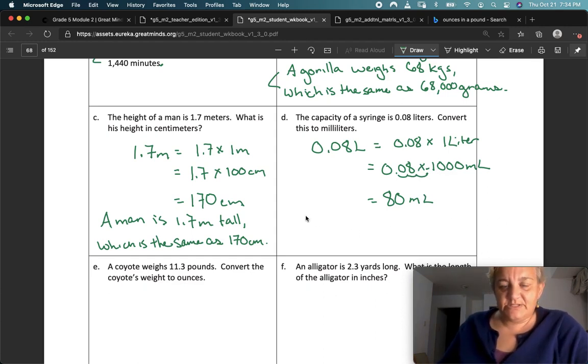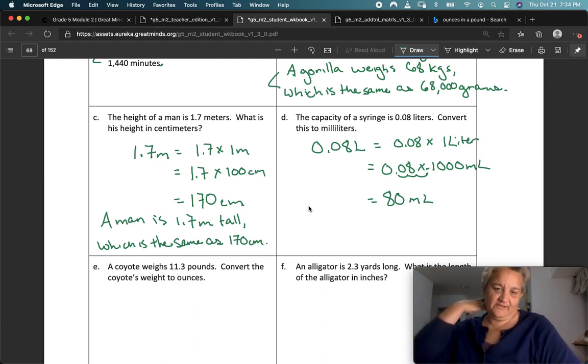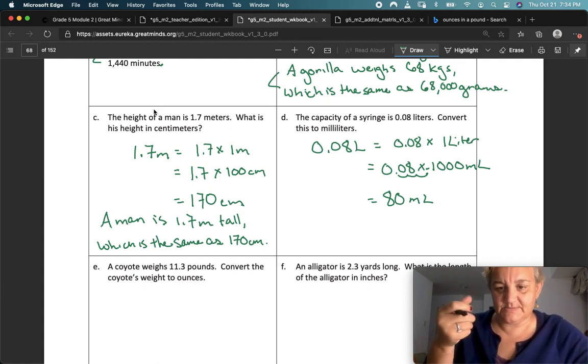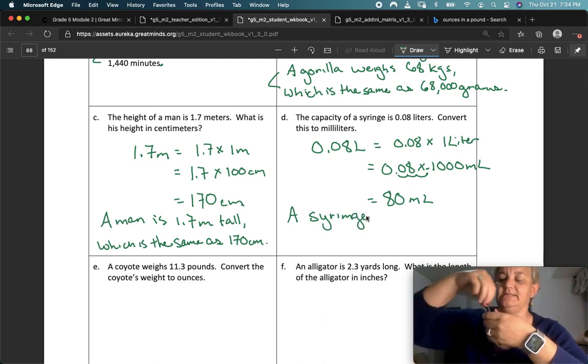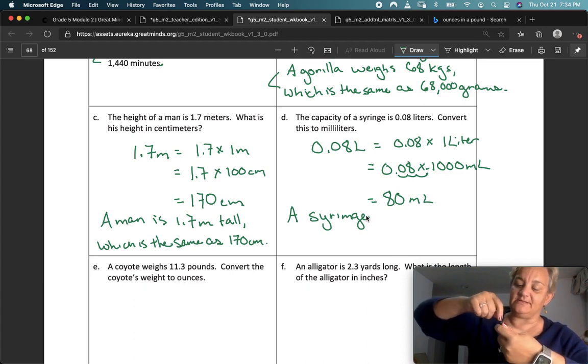A syringe, do you know what a syringe is? That's what you get injections from, or get shots from, or get vaccines from, right? A syringe is that plastic thing. Do you know that a needle gets locked onto the top of a syringe, and there's a little locking mechanism on that syringe.